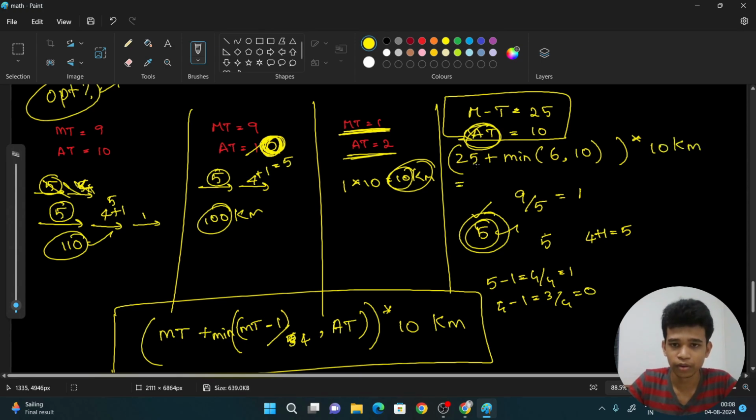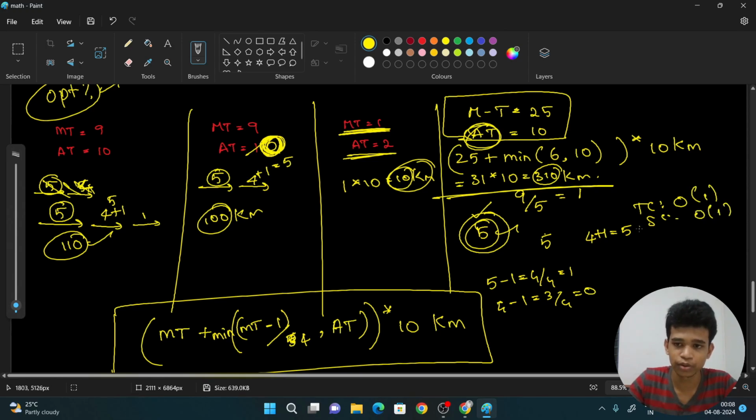And then do multiplication by 10 such that we will get the kilometers. Now it is equal to 25 plus 6. 25 plus 6 is 31. 31 into 10 is equal to 310. So this many kilometers I can travel. Now hope you understand this solution. What is the time complexity and space complexity for the solution? I can say my time complexity is O(1) and space complexity is also O(1). That's it. We are finished, easy, right? So this is pure math.